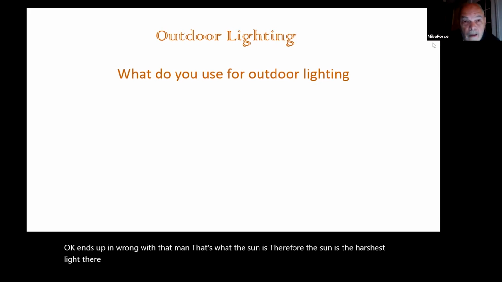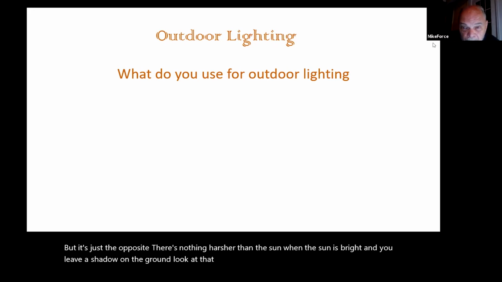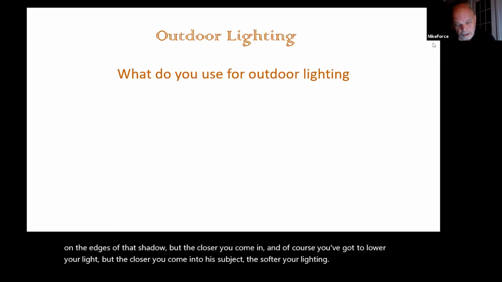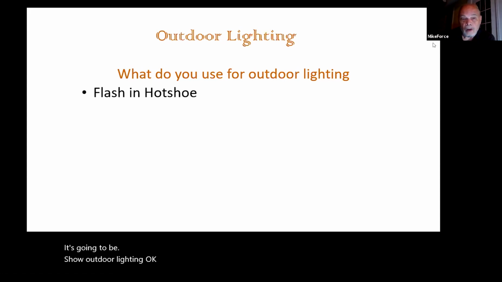You would think the closer you get to your subject with light, the harsher it would be, but it's just the opposite. There's nothing harsher than the sun. When the sun's bright and you leave a shadow on the ground, look at that shadow. You could draw a pencil line on the edges of that shadow. But the closer you come into a subject, the softer your lighting is going to be. So outdoor lighting, okay. Flash in a hot shoe, nothing wrong with it.